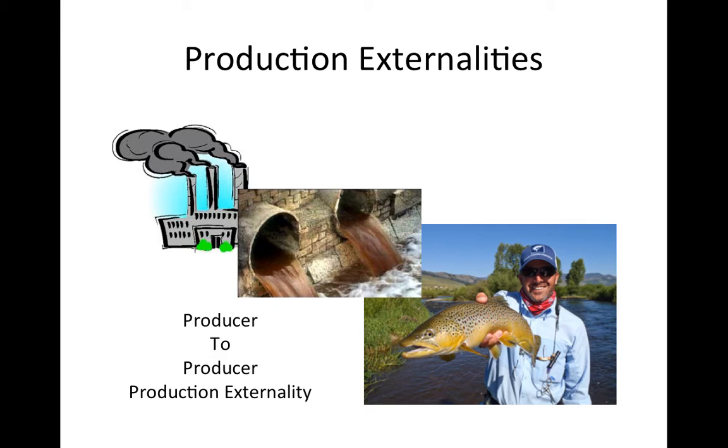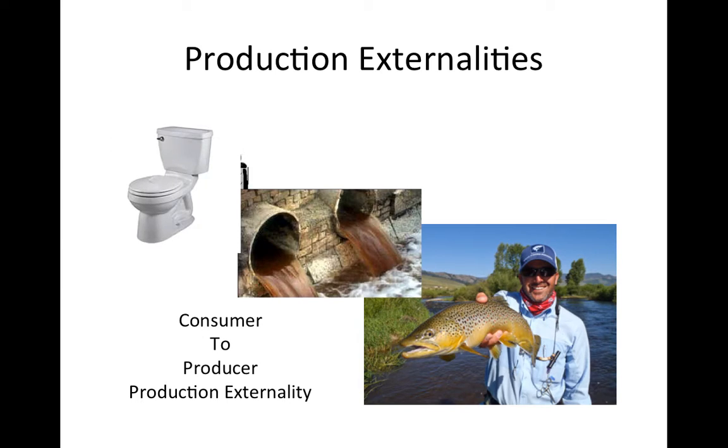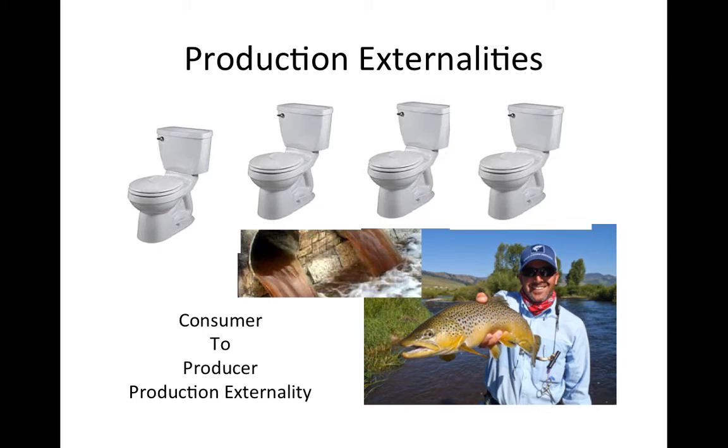This example is a classic example of a producer-to-producer production externality. We could modify this example to represent a consumer-to-producer production externality. All we need to do is replace the factory with a toilet, or more realistically, a lot of toilets. If the water pollution is caused by consumption activity rather than production activity, then we have a consumer-to-producer production externality. The key is that in either case, a producer's costs and hence his profits are affected.